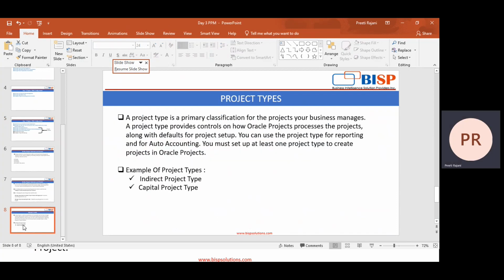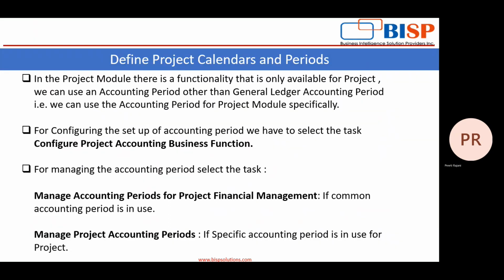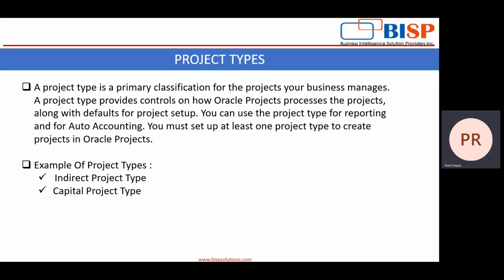Now what is project type? A project type is a primary classification for the projects your business manages. A project type provides control on how Oracle projects process the projects along with defaults for project setup. You can use the project type for reporting and for accounting purpose. You must set up at least one project type to create projects in Oracle projects. Without project type, you won't be able to create your project in the project module.